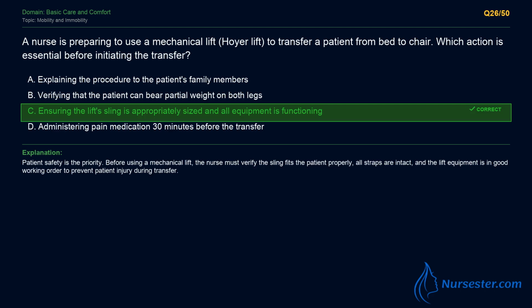The correct answer is C. Patient safety is the priority. Before using a mechanical lift, the nurse must verify the sling fits the patient properly, all straps are intact, and the lift equipment is in good working order to prevent patient injury during transfer.